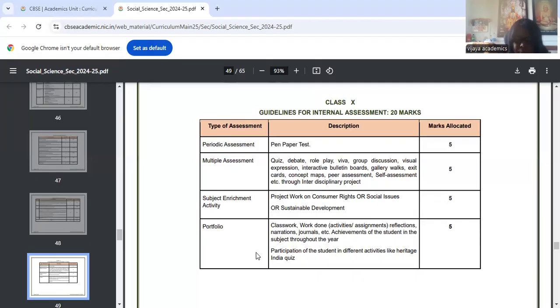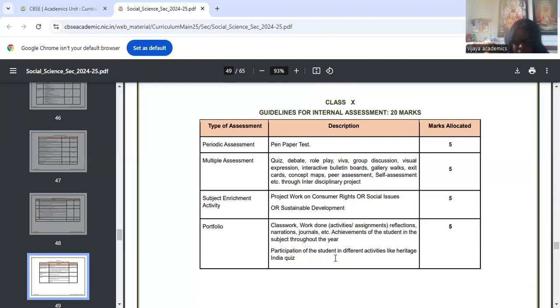Then the most important part is portfolio, where few teachers are facing problems. They are not aware of what actually a portfolio is. Whatever classwork we give from the first day of grade 10th till the last day of grade 10th is part of the portfolio. Whatever work we do while teaching in the class, whatever activities we give them, all those are part of the portfolio. Then reflections, narrations, journals, etc. Achievements of the student in the subject throughout the year.